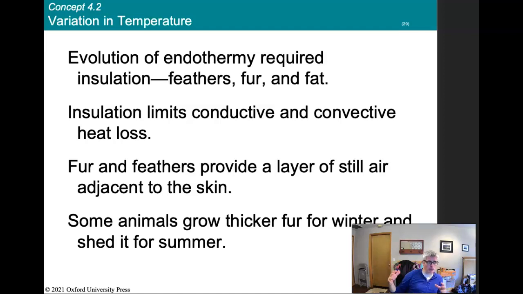So fur helps trap heat in via an insulated bubble of air, and then as the wind blows, it's blowing across the hair, not blowing across the skin, where it would pick up a lot more heat via convection.